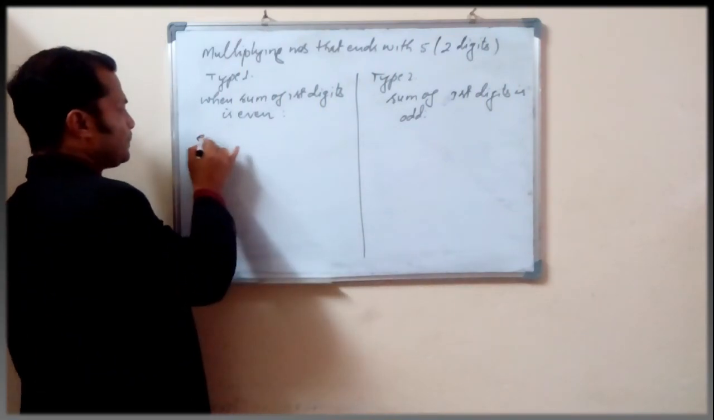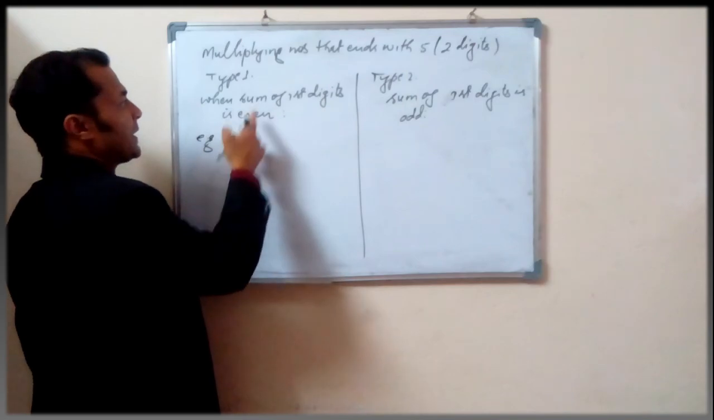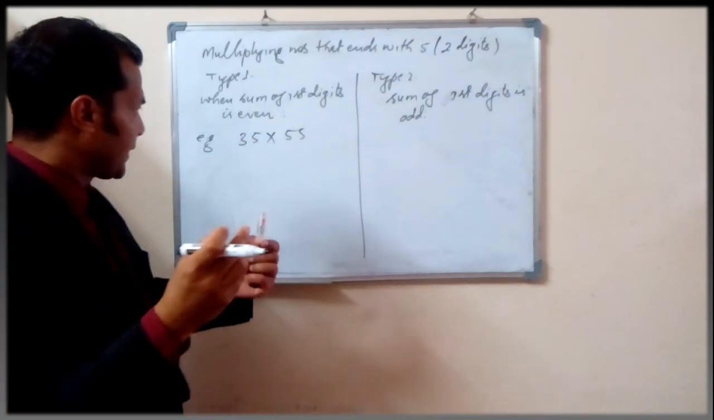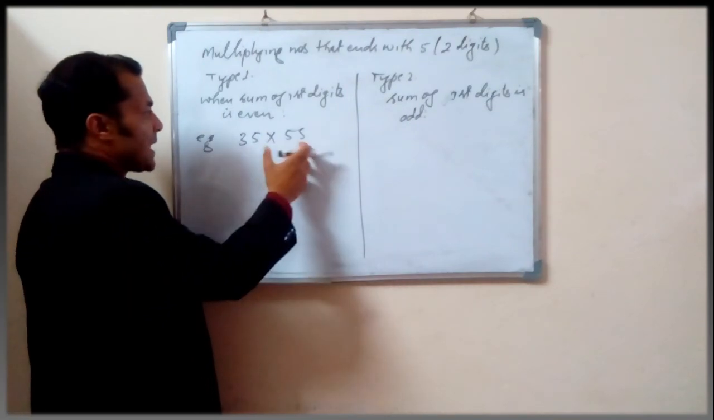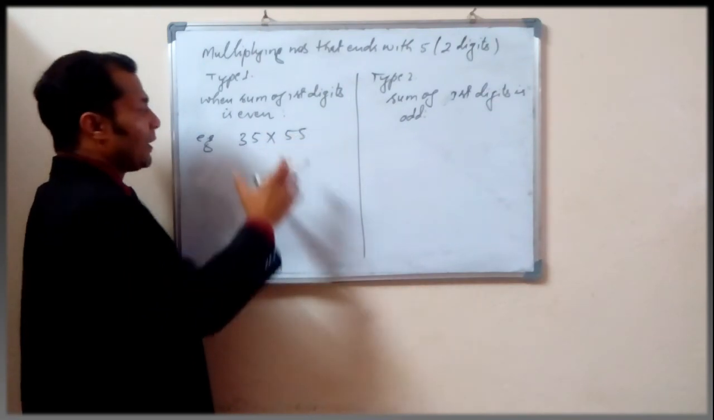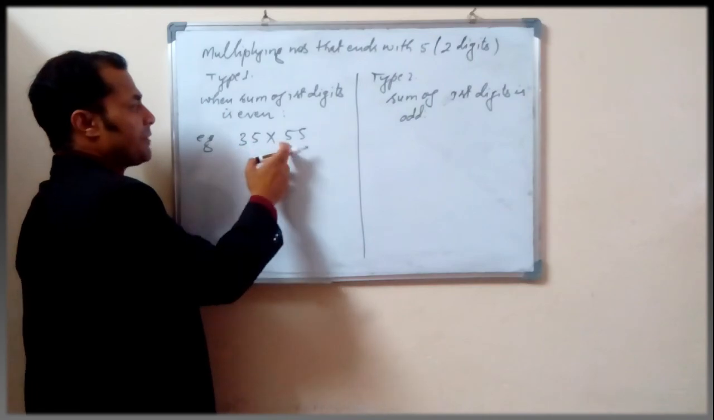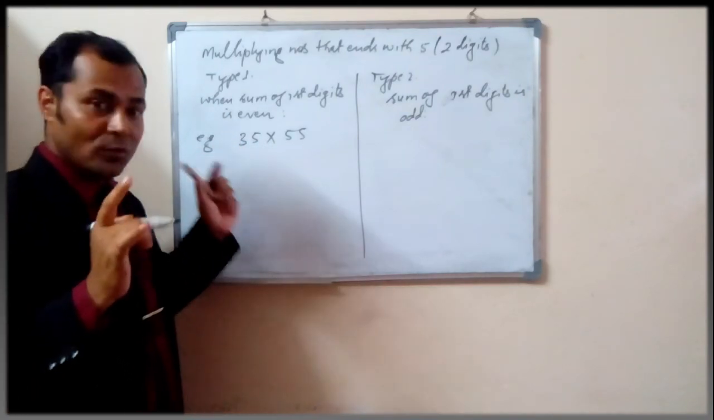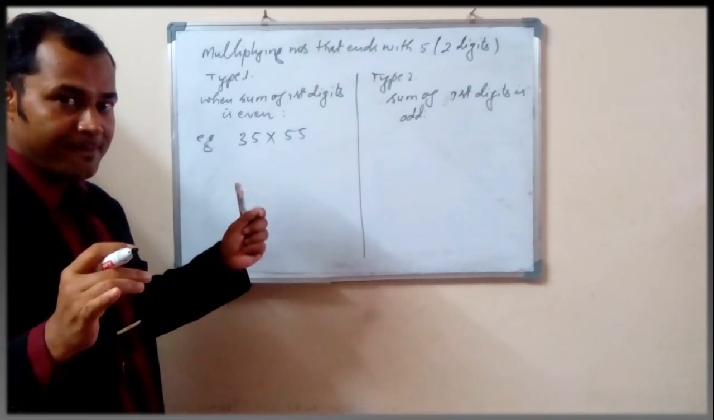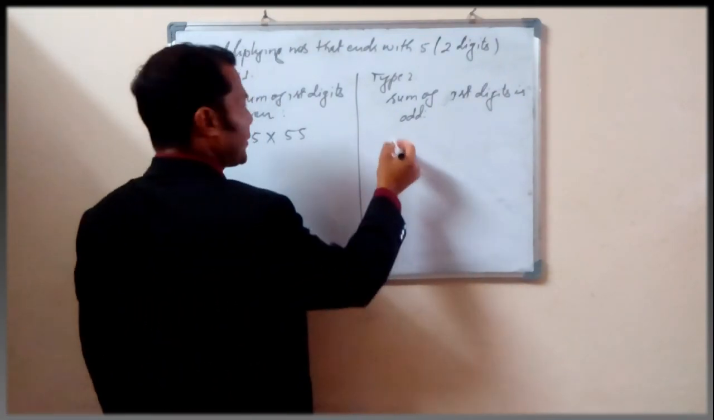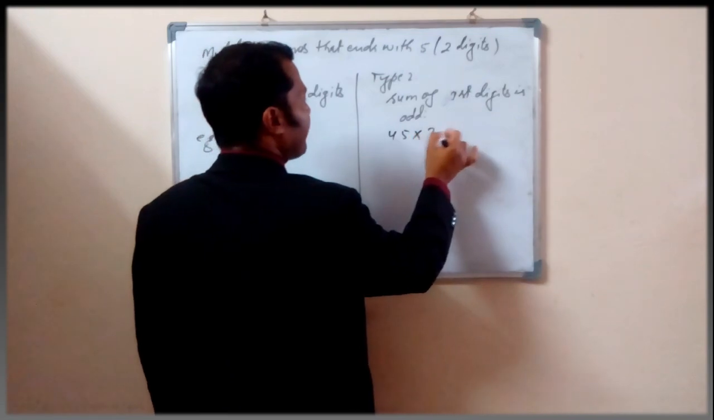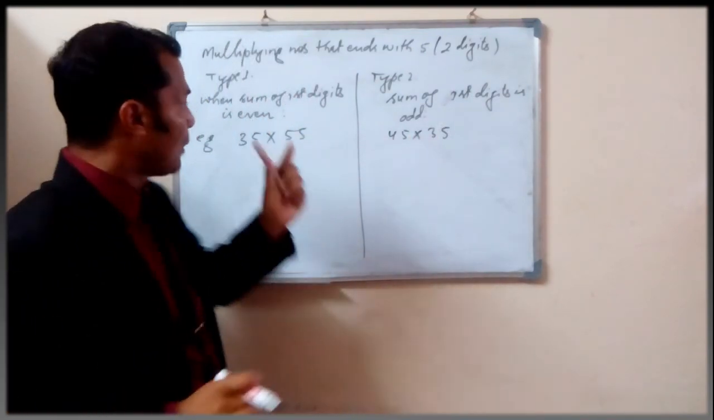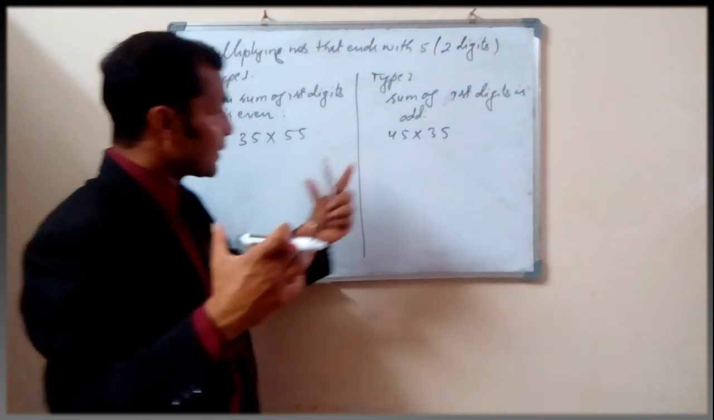Let me show you one example. Let's say for even, 35 into 55. Now just pay attention please. Here the last digits are 5, no worries. But the first digits are 3 and 5. 3 plus 5 is 8, so the sum is even, right? In this case, I'll show you 45 into 35. Here the sum of digits is odd. So how will you solve this and this? What are the tricks behind that?